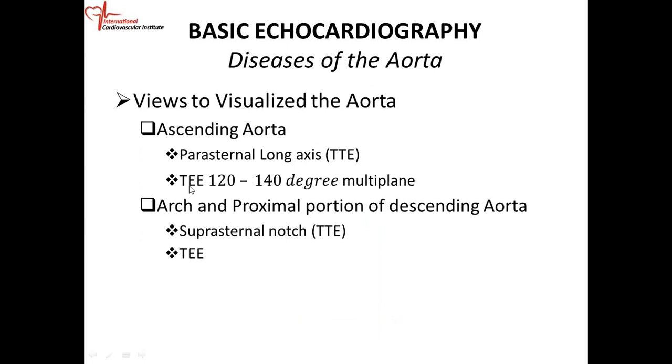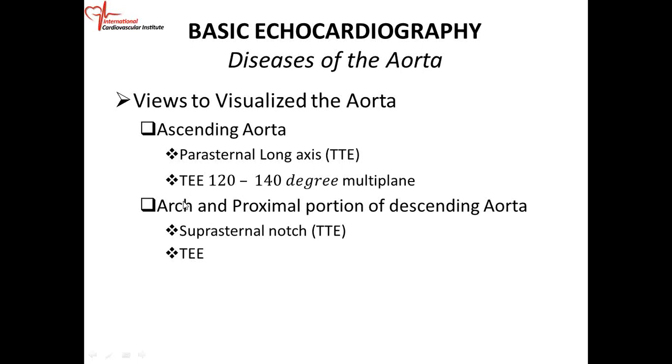You can also see the ascending aorta if you do transesophageal echo, and you put your multiplane TEE at say 120 to 140 degrees. You can see the left ventricular outflow tract, the aortic valve, the aortic root, and the ascending aorta. So both the transthoracic and the transesophageal echo allow you to see that.